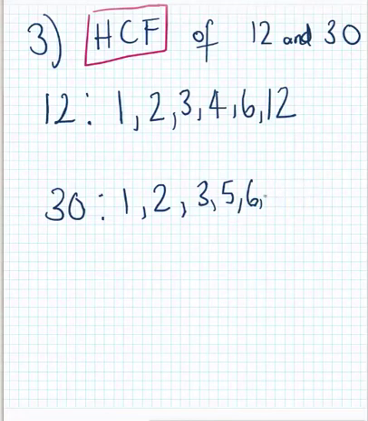Can 7 go into 30? No. 8? No. 9? No. 10? Yes, 10 can go into 30. Can 12? No. 13? No. 14? No. I know half of 30 is 15, and then I have 30. I've reached halfway, so I know there'll be no more factors that can divide into 30.